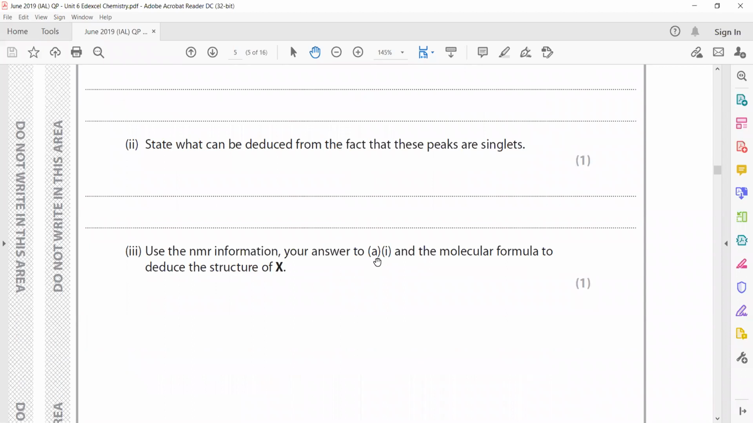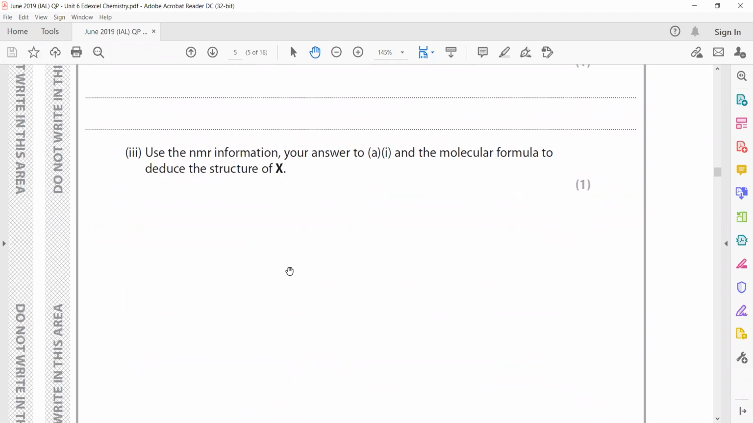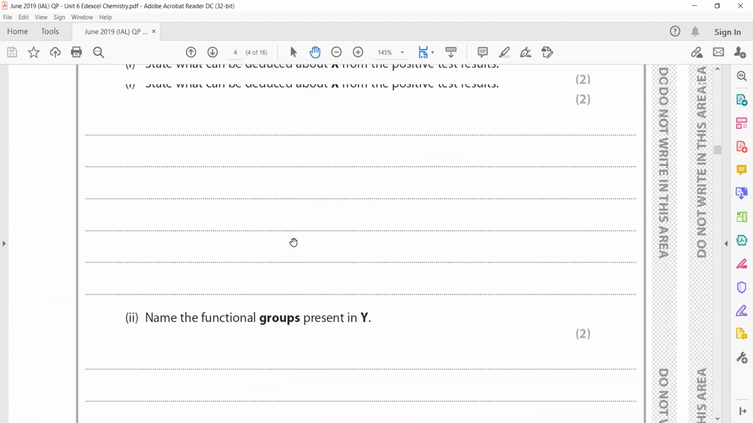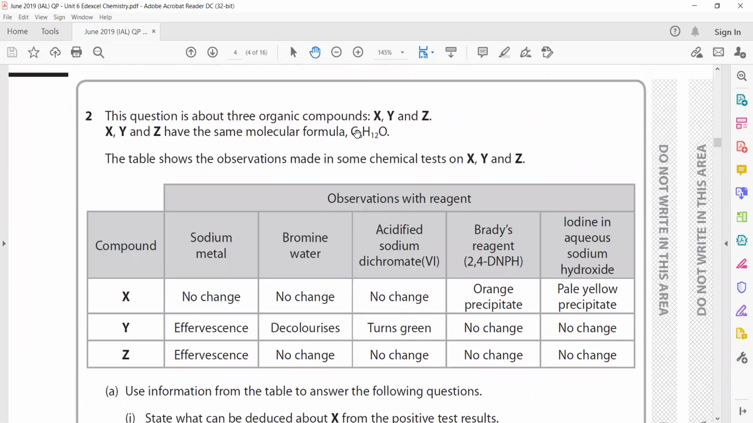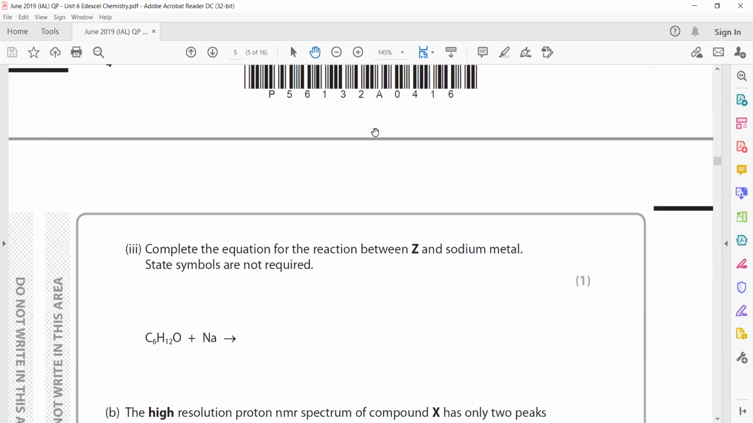Use the NMR information, your answer to A1 and the molecular formula, deduce the structure of X. So basically X, Y and Z are all isomers with C6H12O.